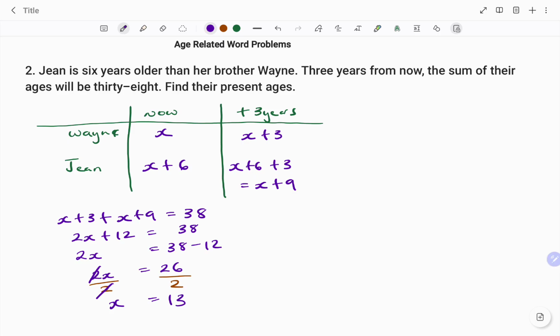So, going back to the question, we have to find their current ages. I'm going to use the column for now. So what that means is Wayne will be X, that's 13 years, and Jean now is X plus 6, which is 13 plus 6. Therefore, Jean will be 19 years.